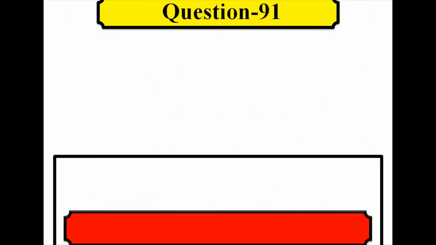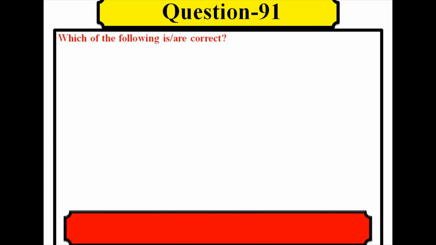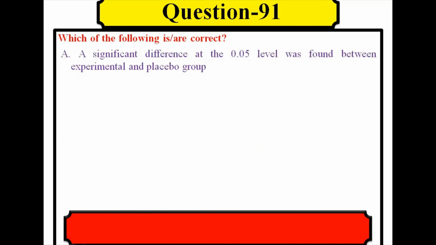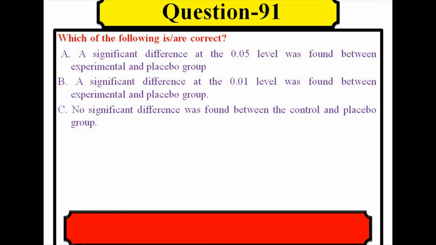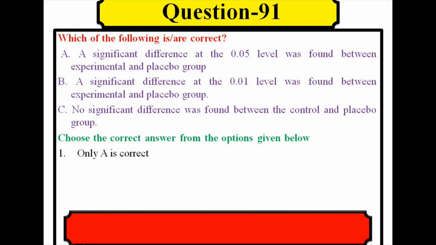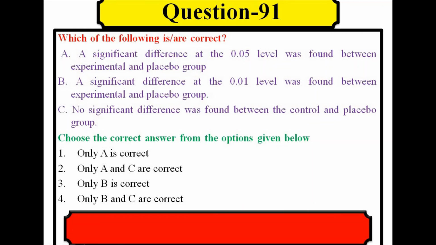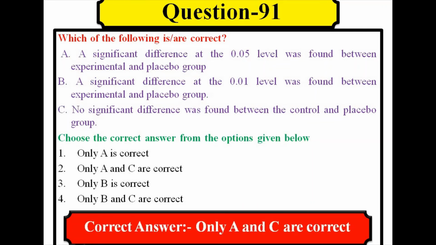Question 91. Which of the following is/are correct? A. A significant difference at the 0.05 level was found between experimental and placebo group. B. A significant difference at the 0.01 level was found between experimental and placebo group. C. No significant difference was found between the control and placebo group. Choose the correct answer from the options given below. Only A is correct. Only A and C are correct. Only B is correct. Only B and C are correct. Correct answer: only A and C are correct.